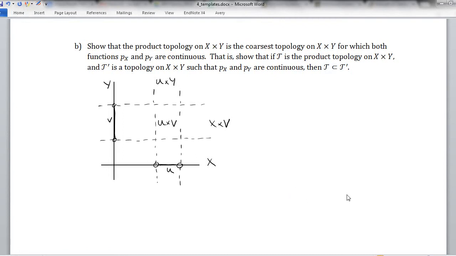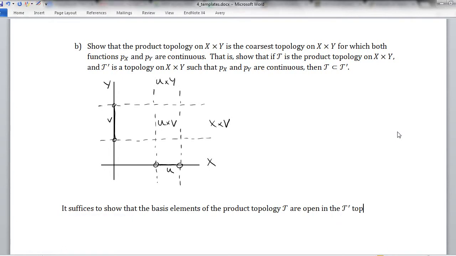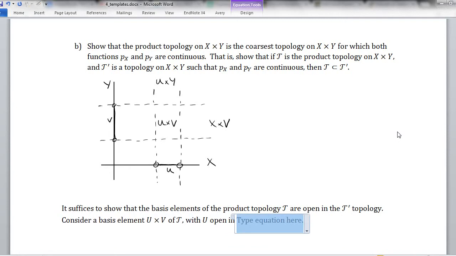Okay, well, I have a picture here. You'll understand what it means in a moment. Okay, well, technically we should show that every open set in this topology is contained in this one, but as you know, it's enough to do that for base elements. So say it suffices to show that the basis elements of the product topology T are open in the T prime topology. Okay, good. So let's consider basis element U times V of topology T, with U open in X and V open in Y.